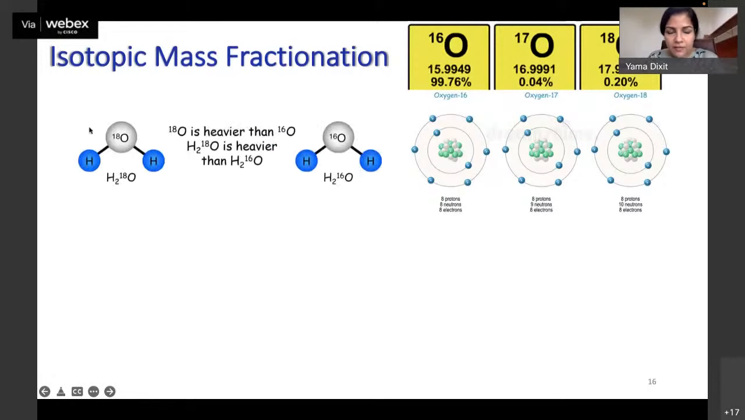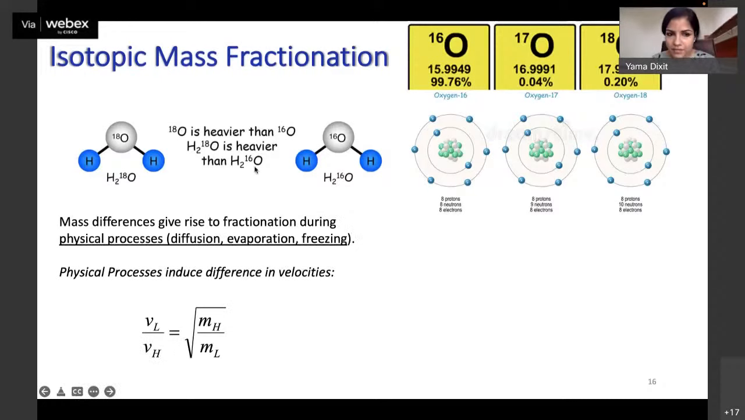Now, what happens is that the water that forms sometimes takes O18 and sometimes takes O16. So when there is a water body, it has both O16 and O18. And if we look at the masses, water with O18 would be heavier than water with O16. Now, because of these mass differences, physical processes like diffusion, precipitation, evaporation, and freezing all introduce a mass fractionation. It happens because they have the same kinetic energy, but because of the difference in masses, the way they move from one phase to another, for example, water to liquid, really depends on the masses, and the velocity is inversely proportional to the mass. So that's why they fractionate during these processes.